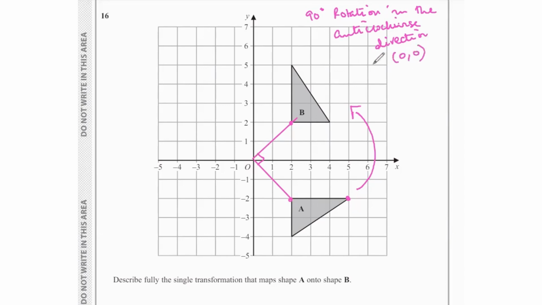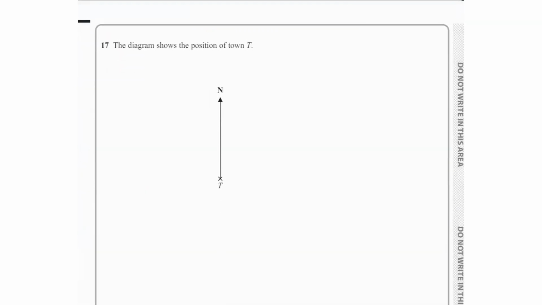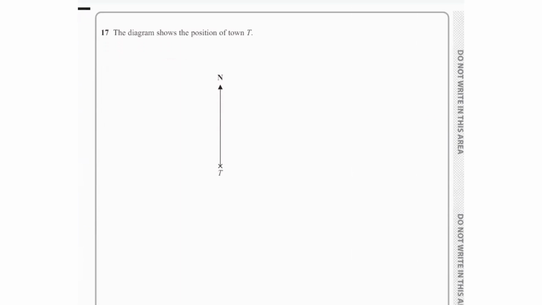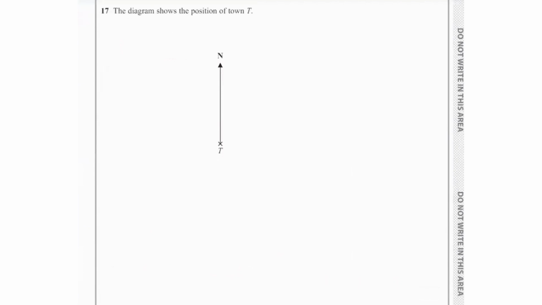0, 0. Question 17 says the diagram shows the position of town T. Town R is 55 kilometers from town T on a bearing of 65 degrees. Mark the position of town T with the cross X and use a scale of 1 centimeter to 10 kilometers. So since town R is at a bearing of 65 from town T, that's approximately going to come over here. This would be your town R.